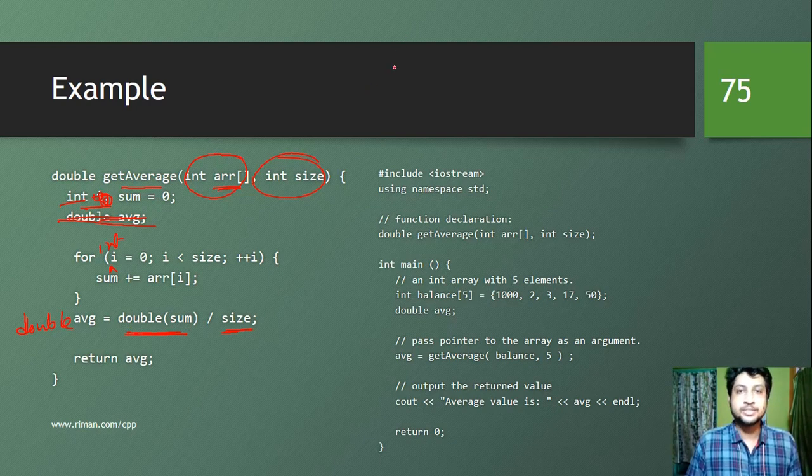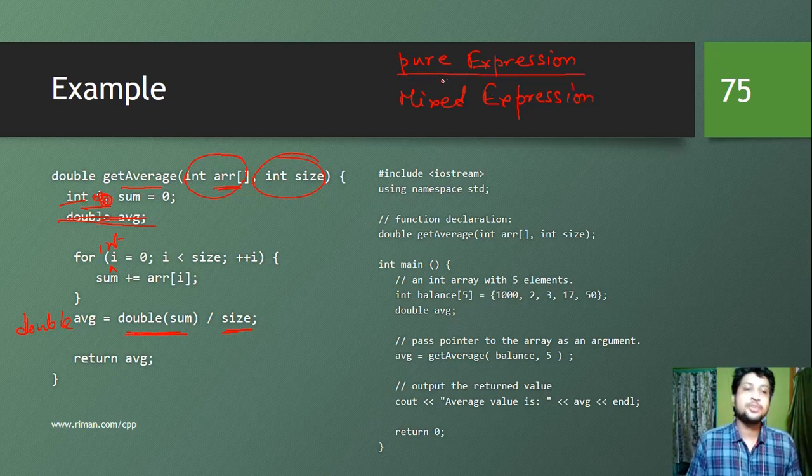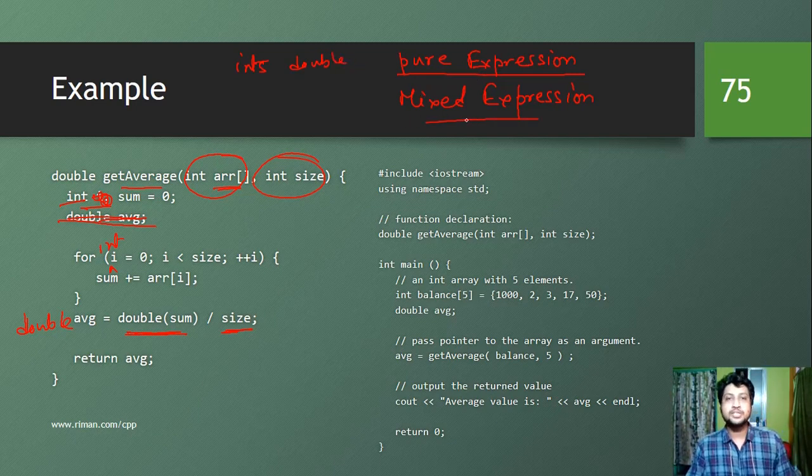There are basically two types of expressions. One is pure expression, and the other is mixed expression. What is a pure expression? Pure expression means an expression where only similar type of data is available. That means an expression consisting only of integers will be an integer expression. An expression containing only doubles will be a double expression. They are the pure expressions. And mixed expression means we have a mixture of int, double, float, something like this.